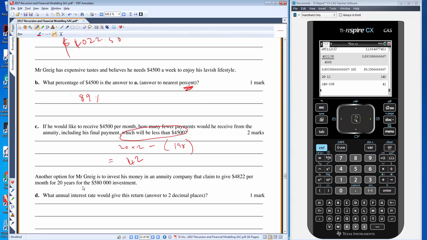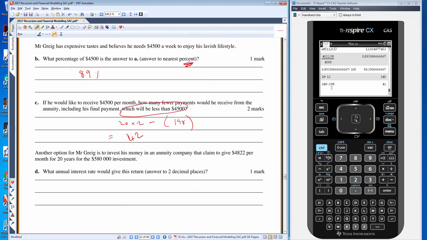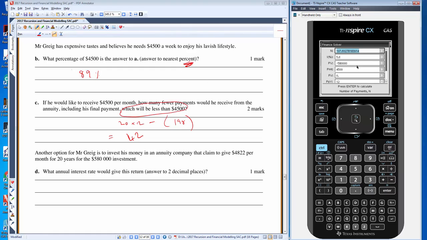Another option is to invest his money in an annuity company that claimed to give that amount for 20 years. For it, what would be the annual rate to give this return? Again, classic Financial Solver. This is your bog standard Financial Solver problem. So let's go back to 20 lots of 12. We don't know the interest rate, but we do know that they're offering 4822, and we're after the interest rate, which to 2 decimal places is 7.92%.